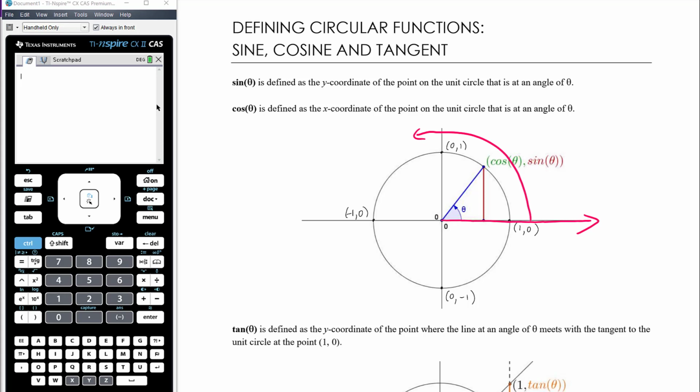So when we talk about the unit circle, it's divided into 4 quadrants by the axes. This is the first quadrant. This is the second quadrant, this is the third quadrant, and this is the fourth quadrant.